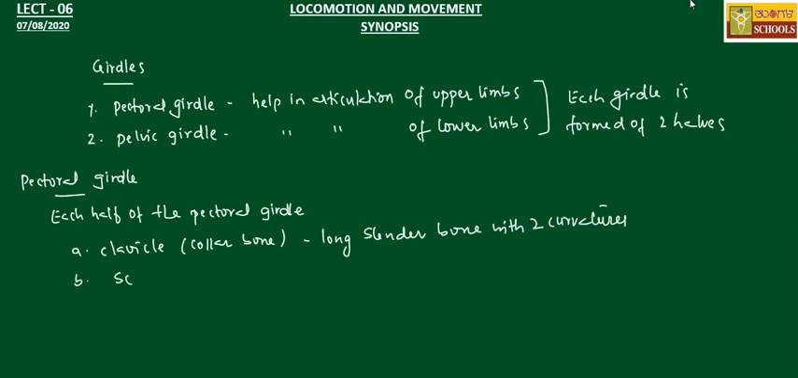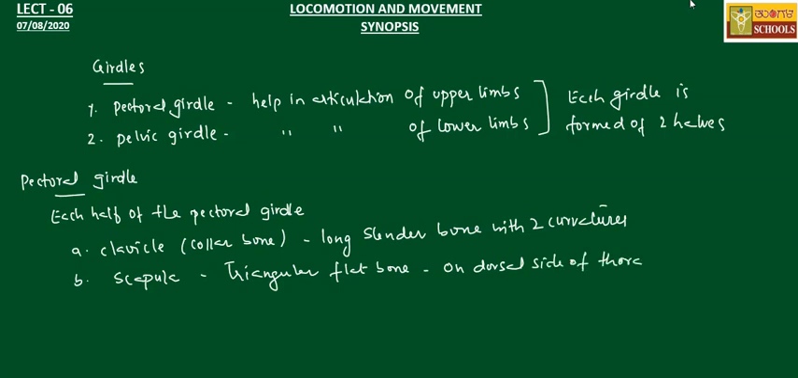The next one we have is the scapula. This scapula is a triangular flat bone, situated on the dorsal side of the thorax, and it extends from the second to the seventh rib.